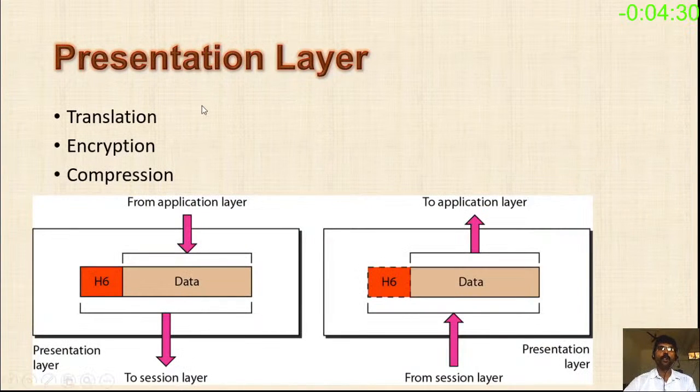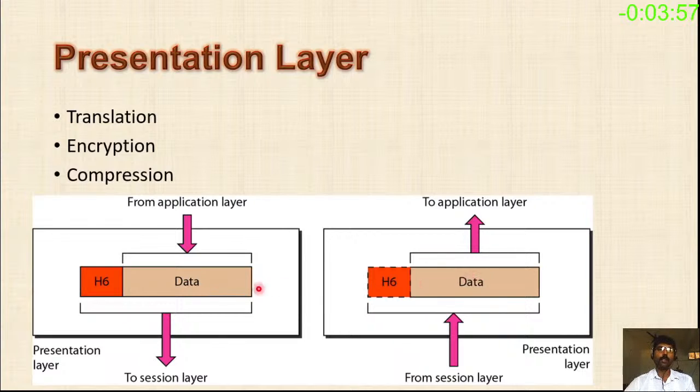The next one is the presentation layer. The jobs of the presentation layer are translation, encryption, and compression. What is the meaning of translation actually? When you are sending some data in the form of character strings or numbers, the sender's encoding technique for that character or number is different from the receiver's encoding technique.